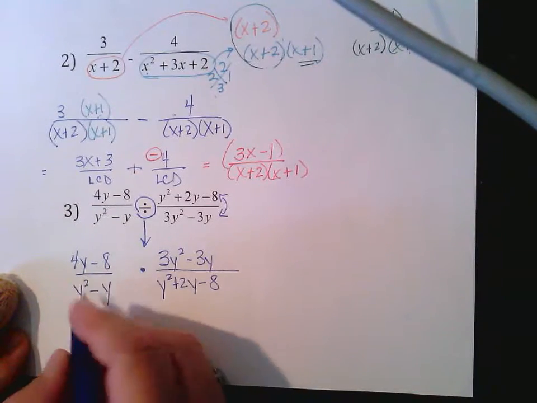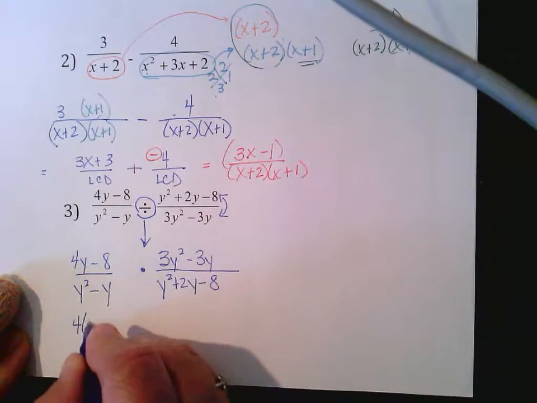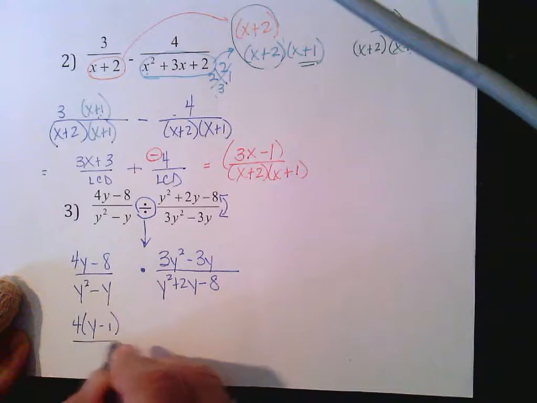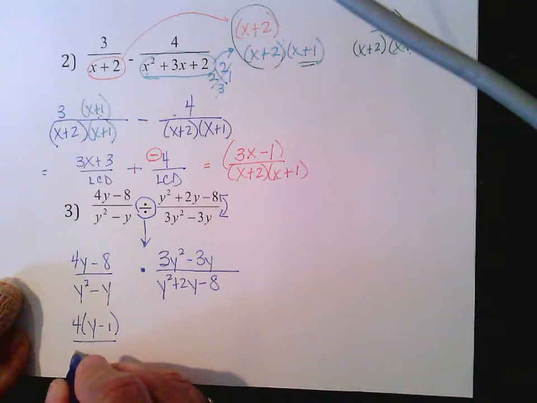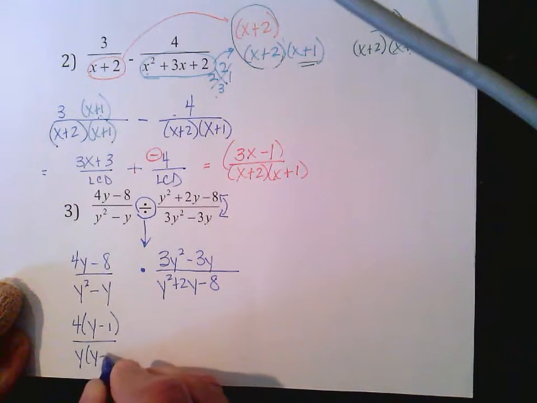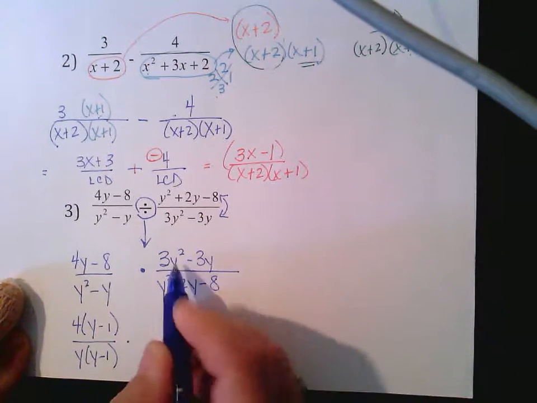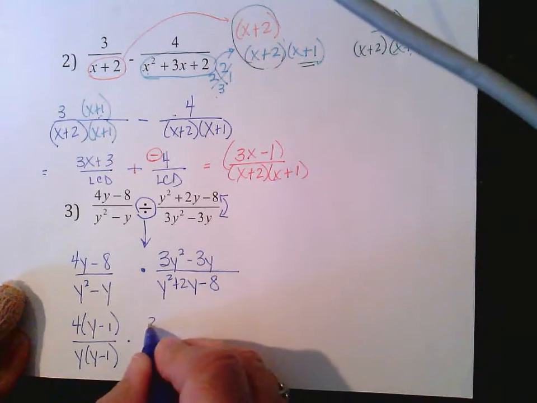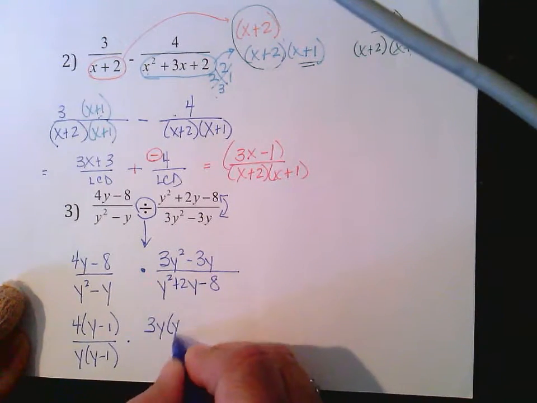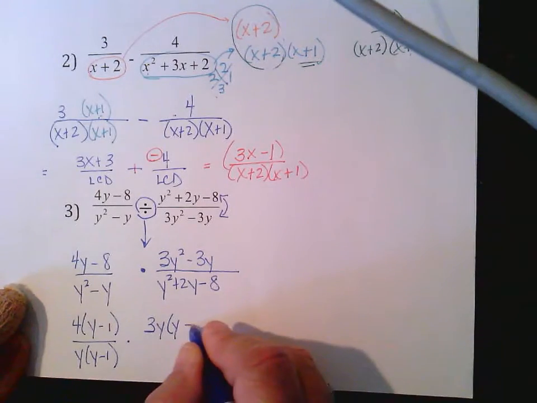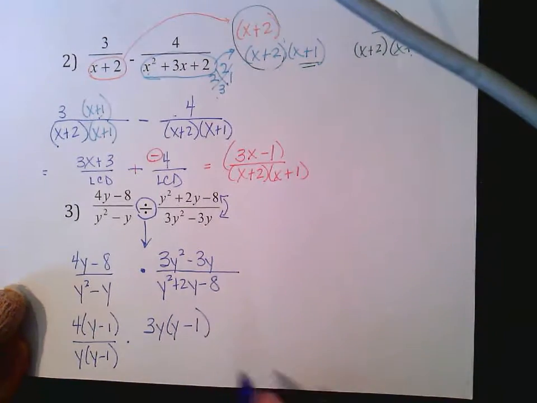This first one, I can factor a 4 out of that, so I have 4 times y minus 1. On the bottom, I can factor out a y, so I have y times y minus 1. On this side, I can take out a 3y. 3y times y gives me 3y squared. 3y times minus 1 will give me negative 3y.